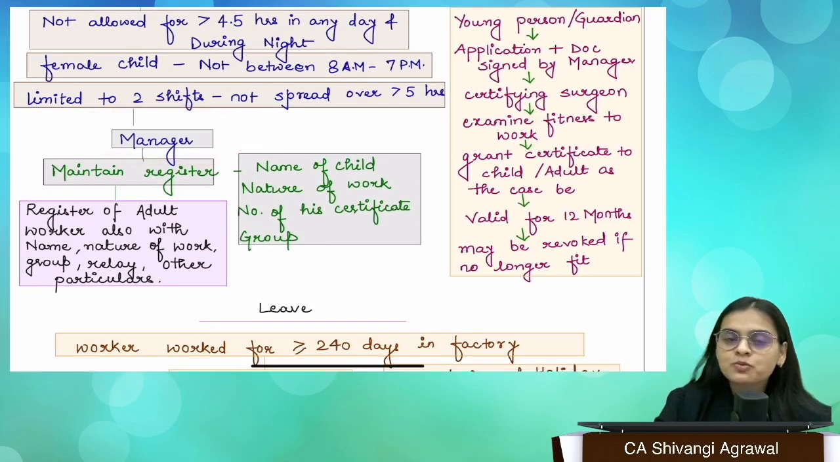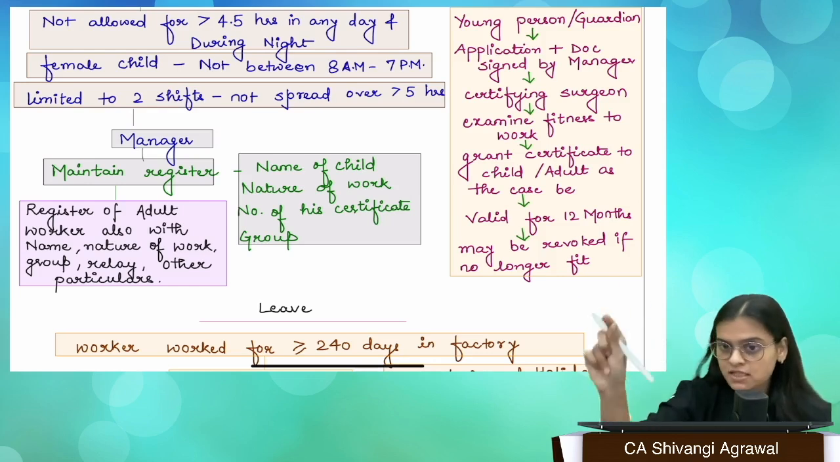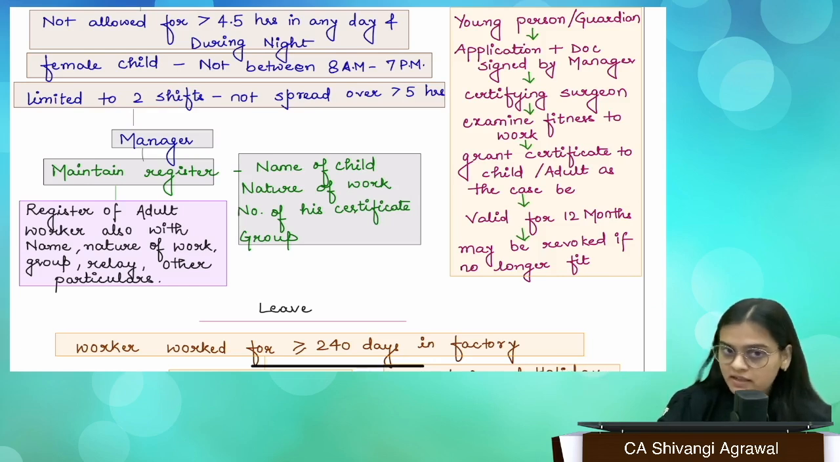The register is not supposed to be maintained only for the child workers, but also for the adult workers. For child workers, you have to maintain a register wherein the name of the child, the nature of work, the group to which he is included, right? And the certificate of fitness, right? The number of the certificate of fitness. Every certificate has a number, right? So that has to be maintained in the register.